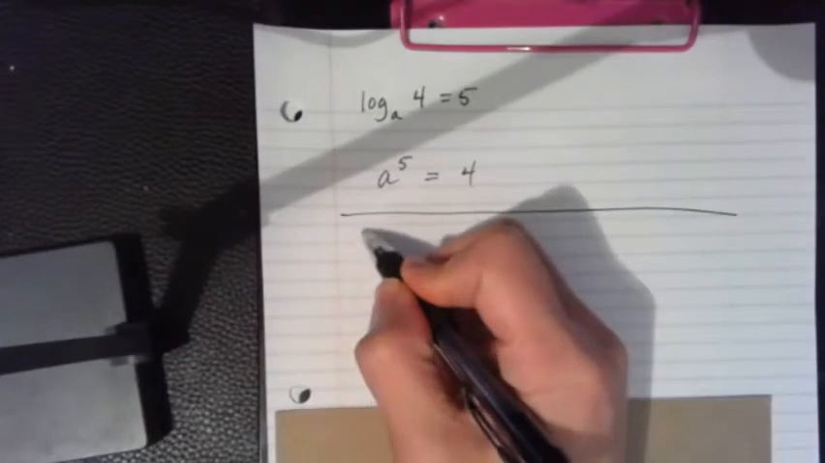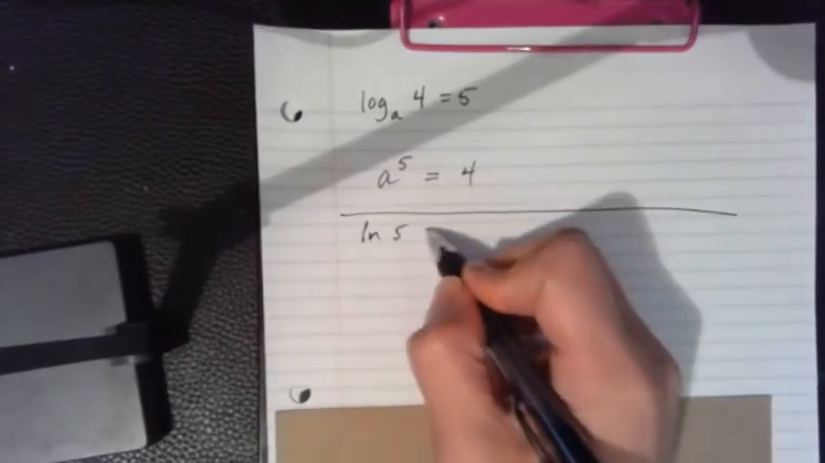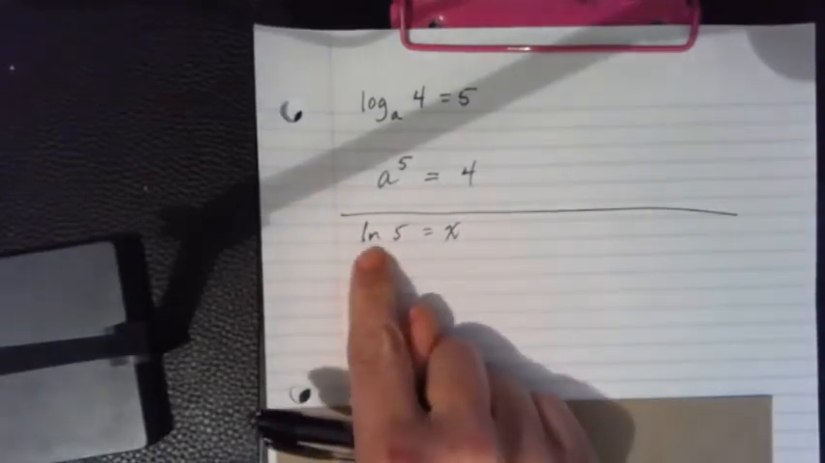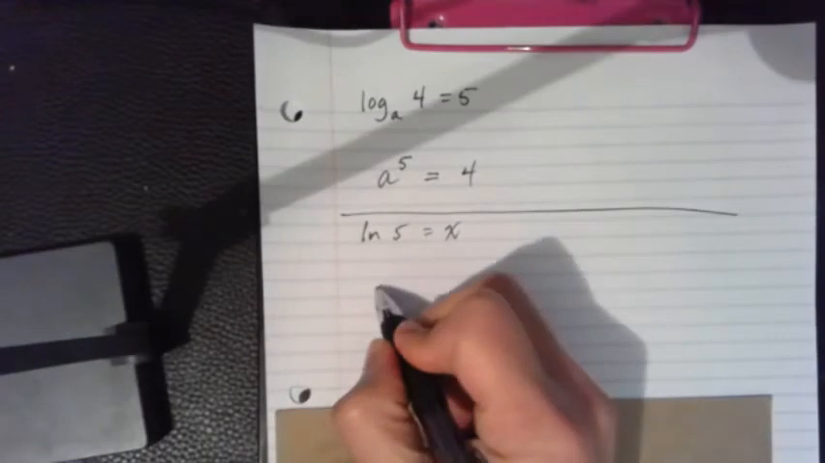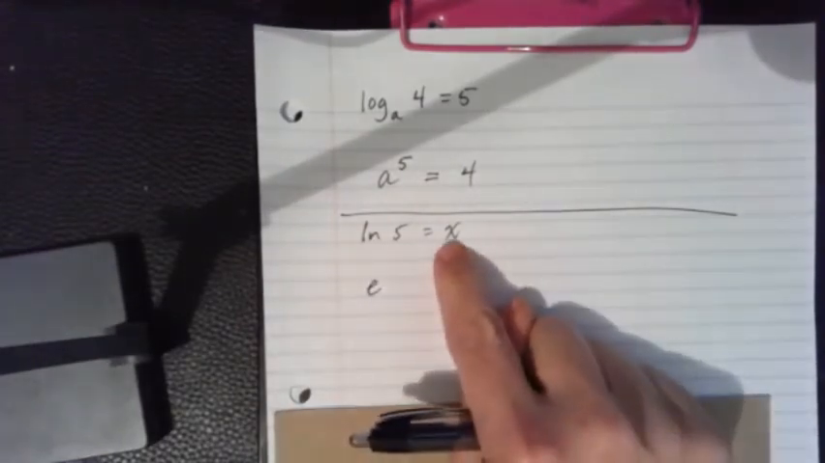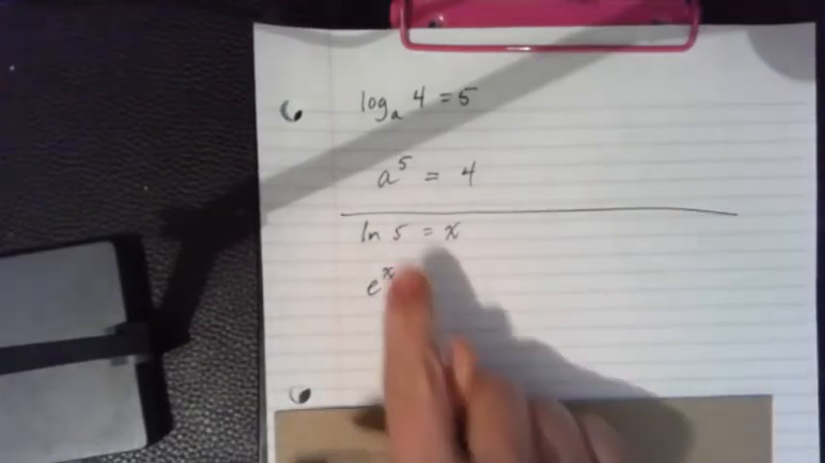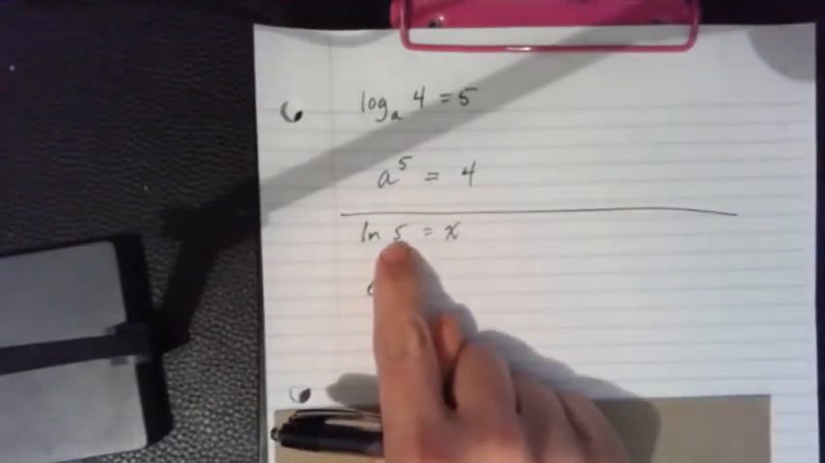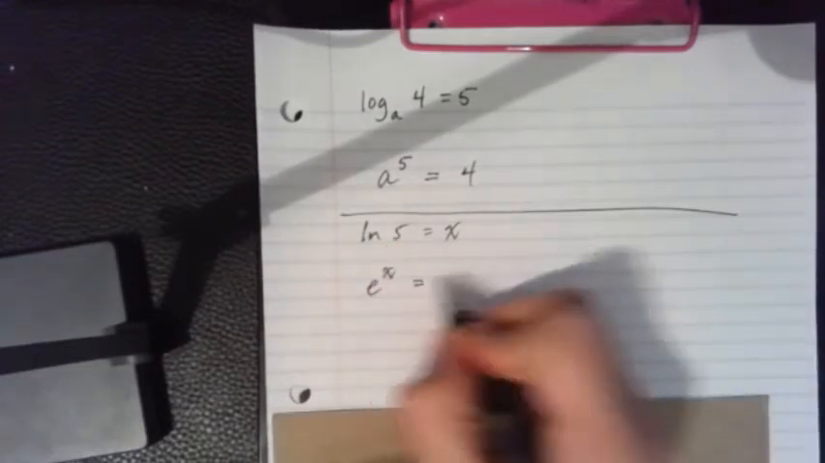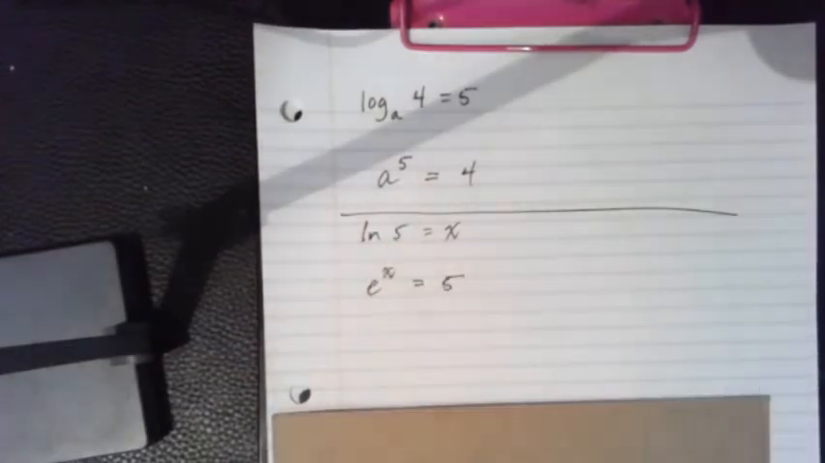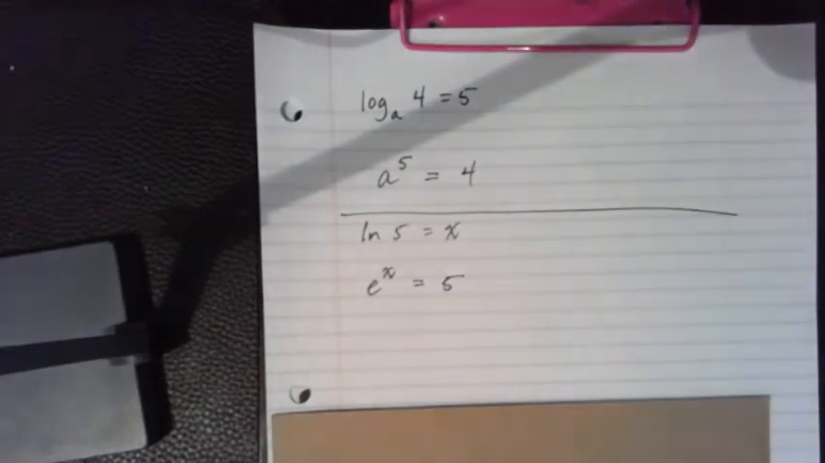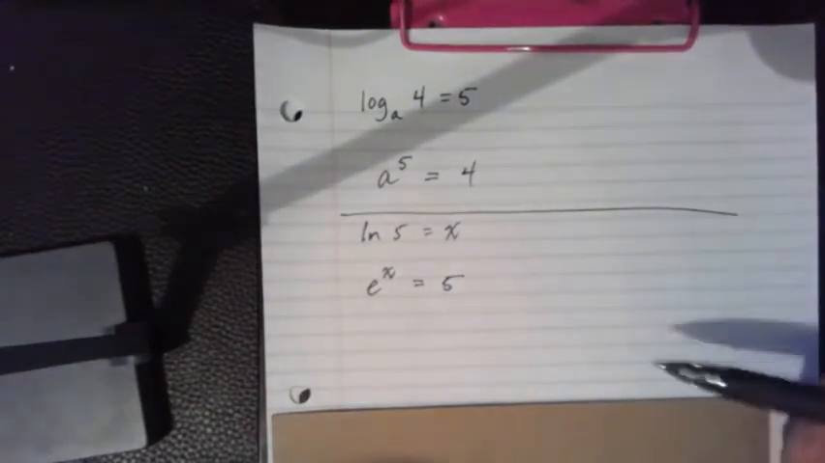If I have ln of 5 equals x, or the natural log of 5 equals x, okay, remember, the natural log is base e, so I would rewrite e. Okay, what it's all equal to is x, and then my argument of the log is 5. That's my result that I wanted. Okay, so we can go back and forth.